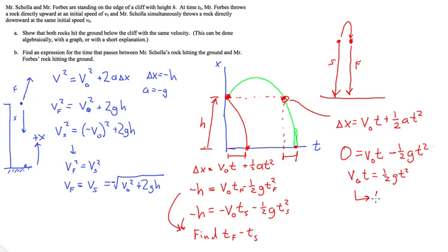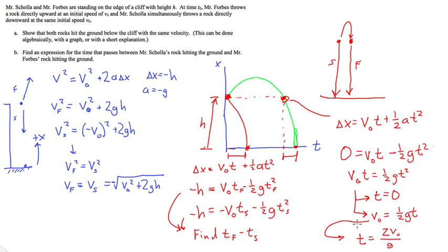The two solutions: t equals 0, and this solution really is telling you that, obviously, the rock will be at the same height if no time passes, but that's not the solution we care about. That's the trivial solution. The real solution is v naught equals 1/2 g t, which you get when you factor out the t on both sides, and then you get that the time it takes Forbes's rock to go up and then come back to this point is just equal to 2 v naught over g.